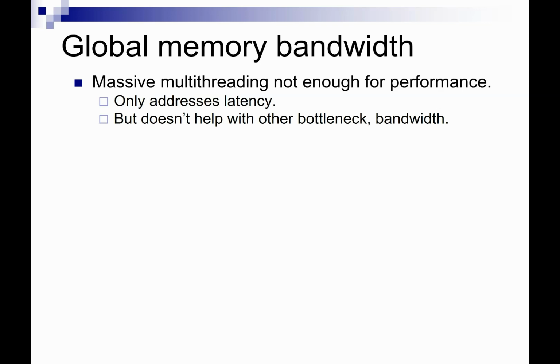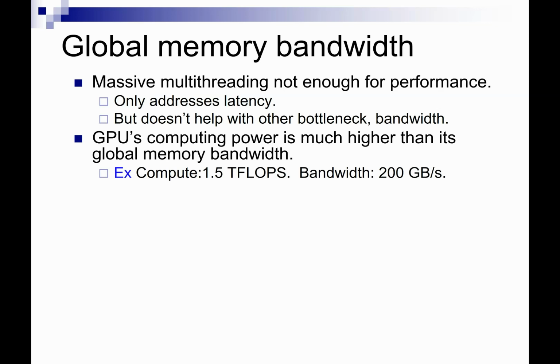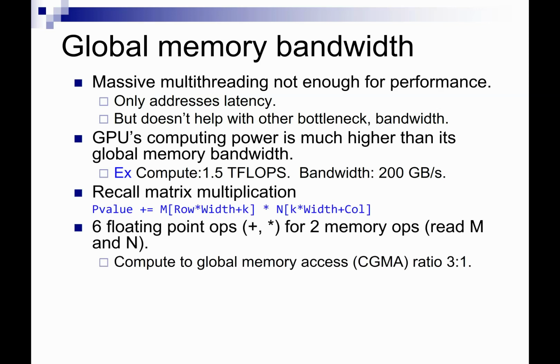Just to give you an idea how severe this problem is, suppose you have a GPU which has a performance of 1.5 teraflops. Every second it'll do 1.5 trillion operations, so that's fairly decent. Now suppose this GPU has a memory bandwidth of 200 gigabytes per second. Now suppose you're doing something like a matrix multiplication.